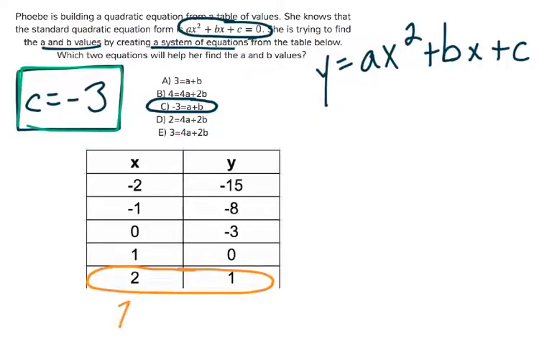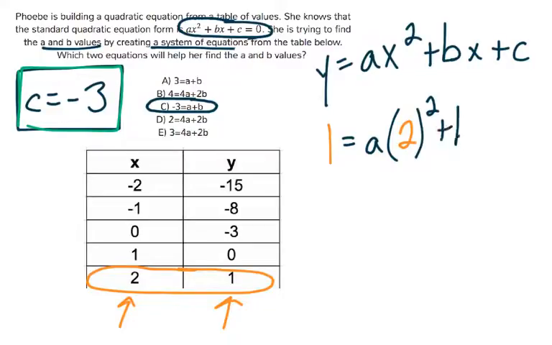My x is 2. My y is 1. I'm going to do it a little quicker this time since we've been through this a few times. I'm plugging in 1 as y. That equals a times x, this time is 2, squared, plus b times 2, which is x again. And then I know c is negative 3. Okay, so that's my equation. Let's simplify and find the answer.